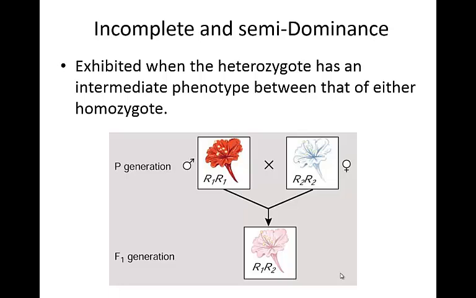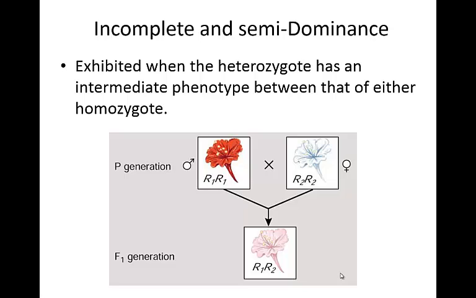Okay, so let's talk about some more rules of genetics. There are cases where we have an incomplete or a semi-dominance of different alleles. When we see this, the heterozygote is going to have an intermediate phenotype between that of either homozygote. One of the classic examples for this is snapdragon flowers.